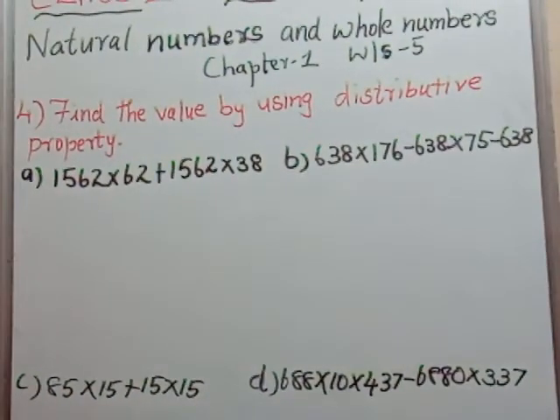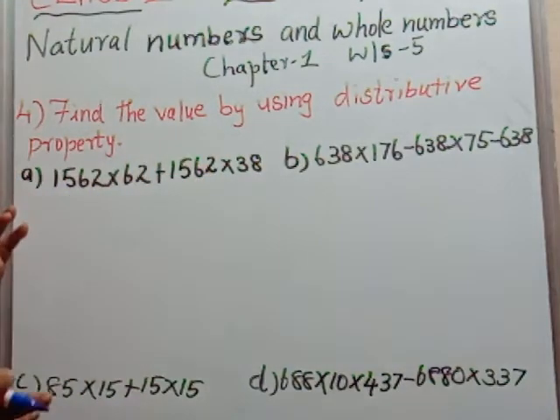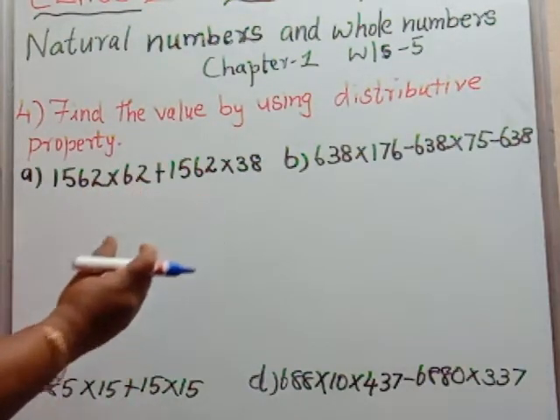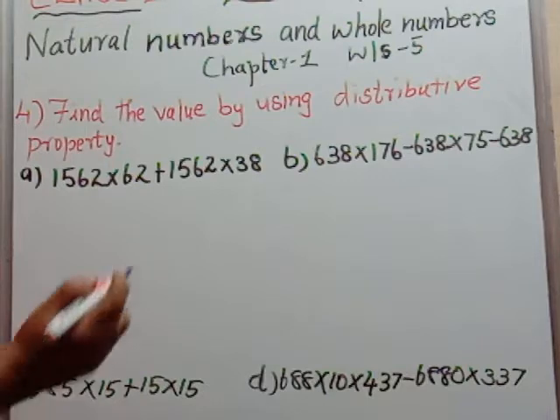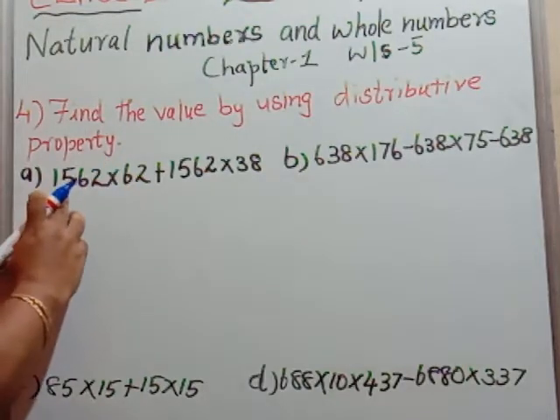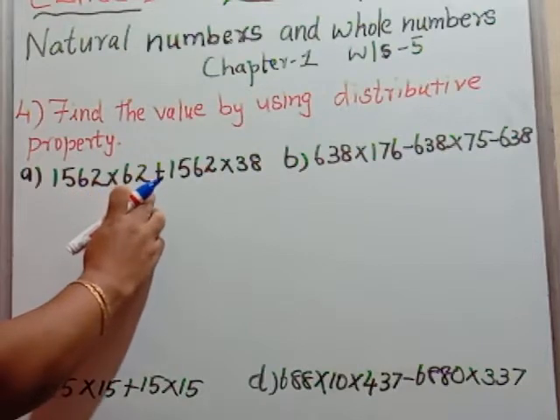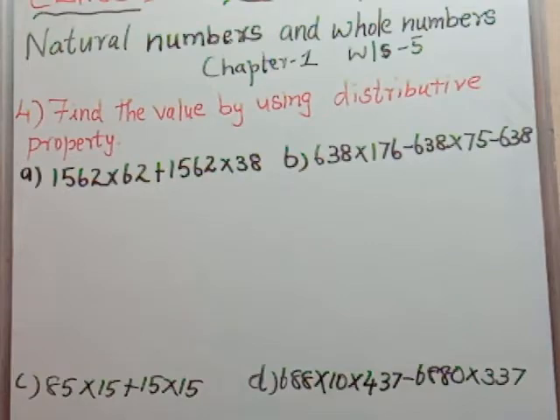I'll recall what is distributive property. We are rearranging the order of numbers to make the multiplication easy, and then we combine the numbers to produce more zeros after the multiplication. That is called distributive property. Here, first sum: 1562 into 62 plus 1562 into 38.